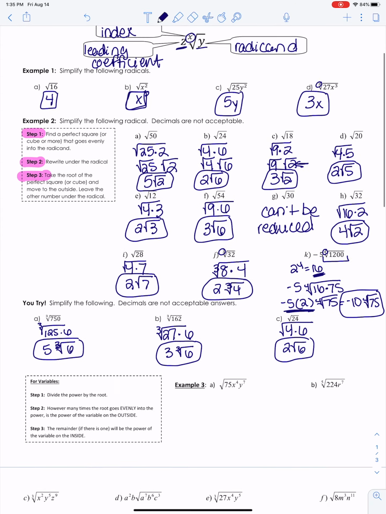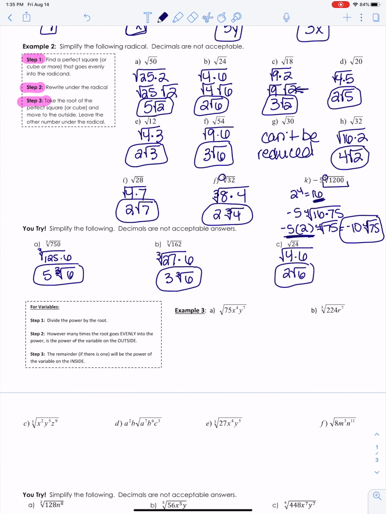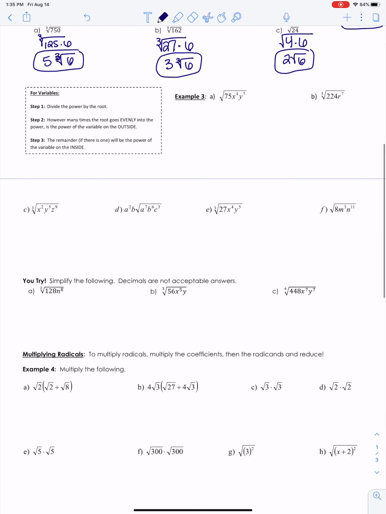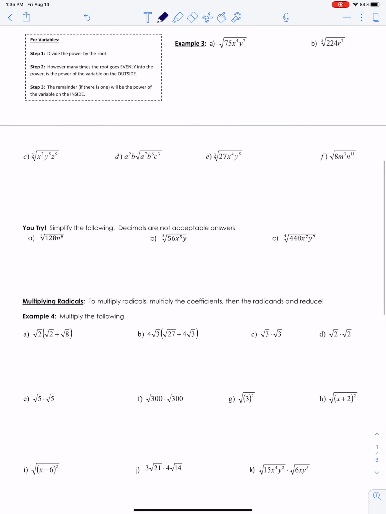Okay, so moving on to example 3. For variables, what you want to do is divide the power by the root. However many times the root goes evenly into the power is the power of that variable on the outside. Then if you have a remainder, if there is one, that will be the power on the inside.